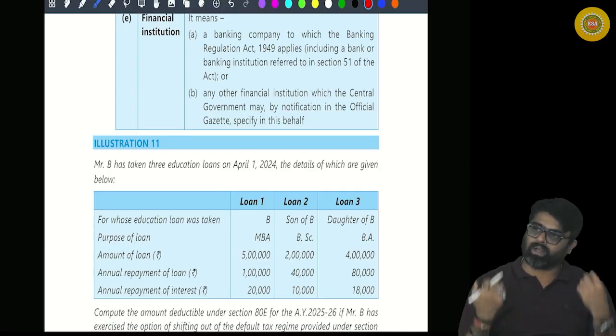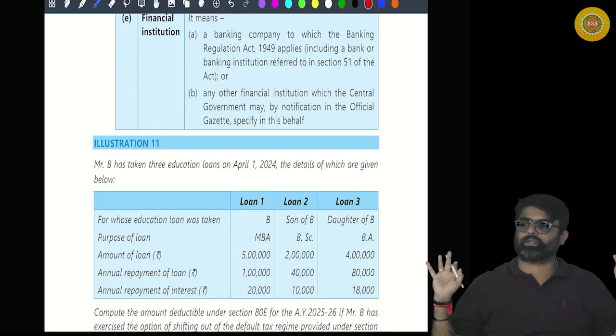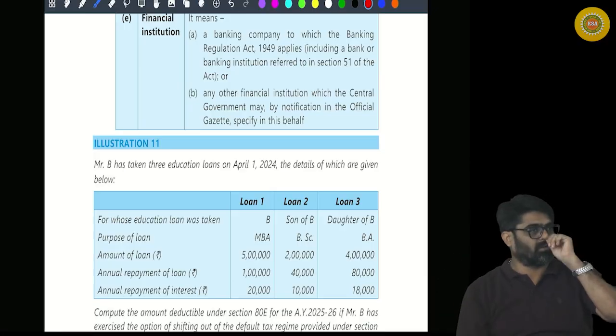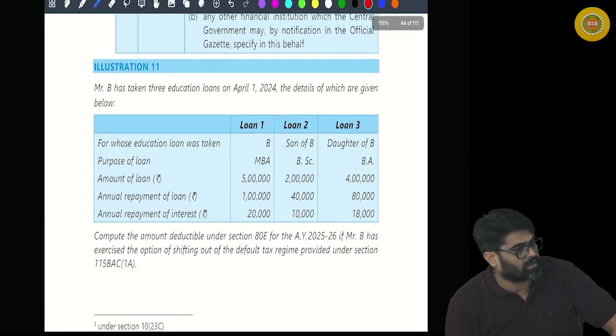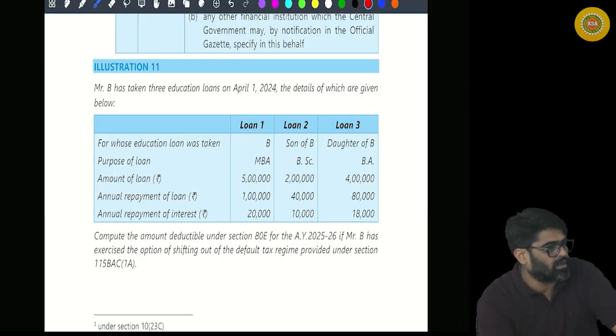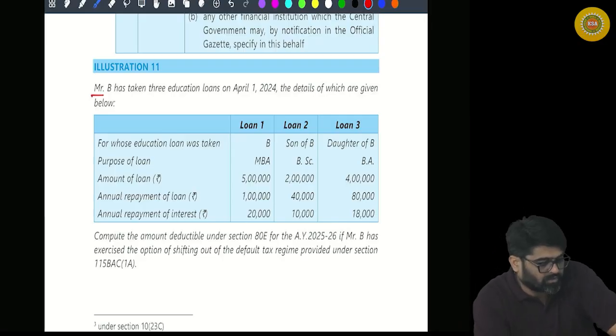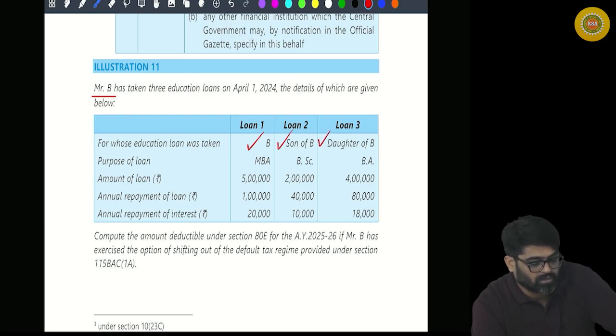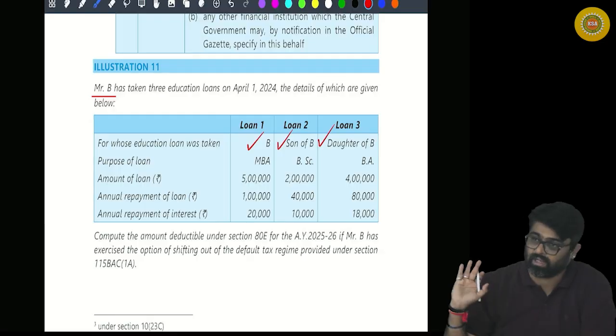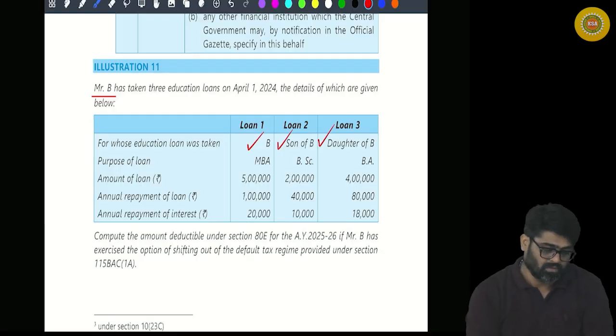Whatever interest is paid on this loan, the full amount of that interest will be allowed as a deduction. Understanding? So now tell me, for whose education was the loan taken? B's son and daughter. Who is the assessee? B. B can take the higher education loan for himself, and for any of his children. So is this an eligible higher education loan?